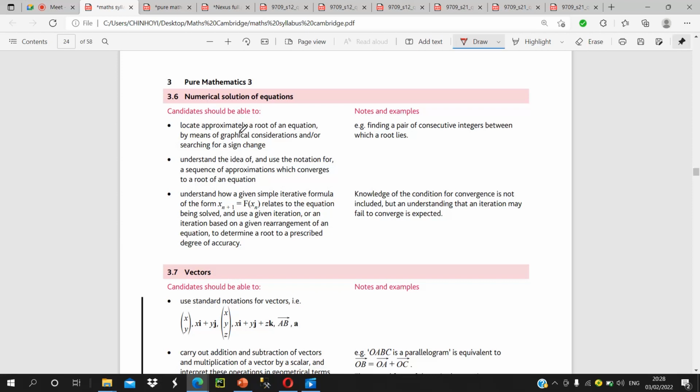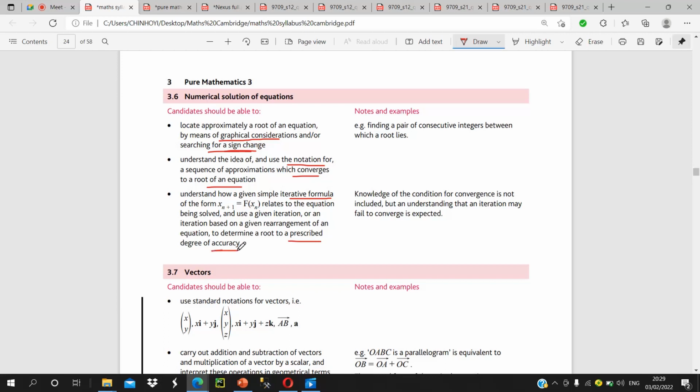So we have managed to locate roots by a change of sign, by means of a graphical method. We are now going to see an idea and use the notation for the sequence. If it converges to a root, we want to approximate the root using iterative formulas. The formulas will be given to find that root to a prescribed degree of accuracy.